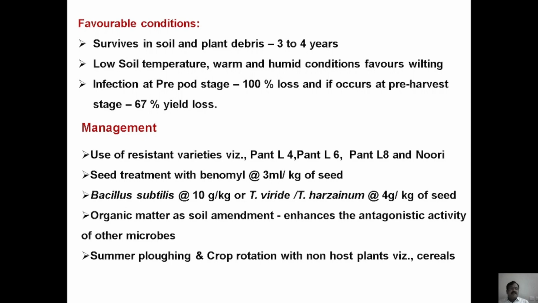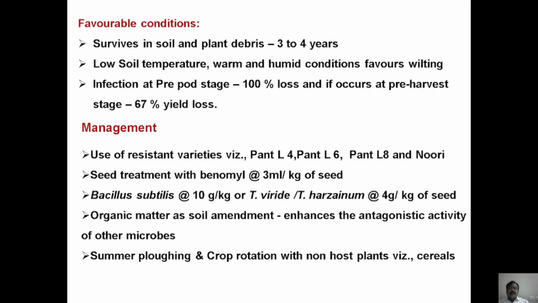So to manage this disease, use resistant varieties like Pant L4, Pant L6, Pant L8 and Nuri varieties, which are resistant to this fusarium disease. And before sowing, you have to treat the seed with systemic fungicides like benomyl, or biocontrol agents like Bacillus subtilis, Trichoderma viride or Trichoderma harzianum, which will be helpful in very good seed establishment and protect the germinated seeds from the infection of soil-borne inoculum.